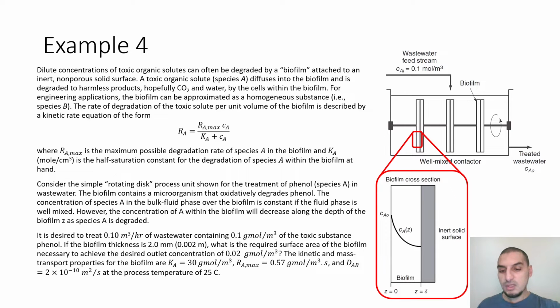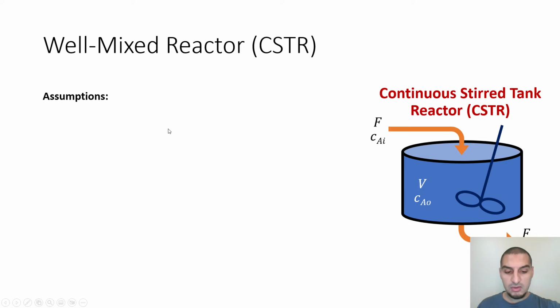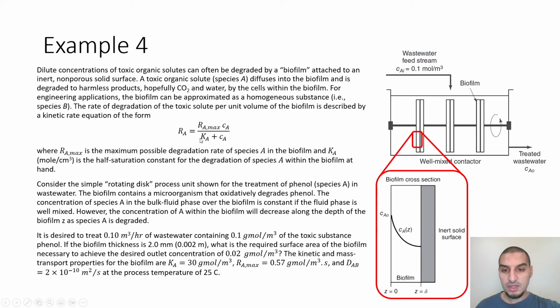And we know some data here. We have the value of KA, we know the value of RA, we know the diffusion coefficient of A and B, which is the toxic material in the biofilm. So I know all of this information.